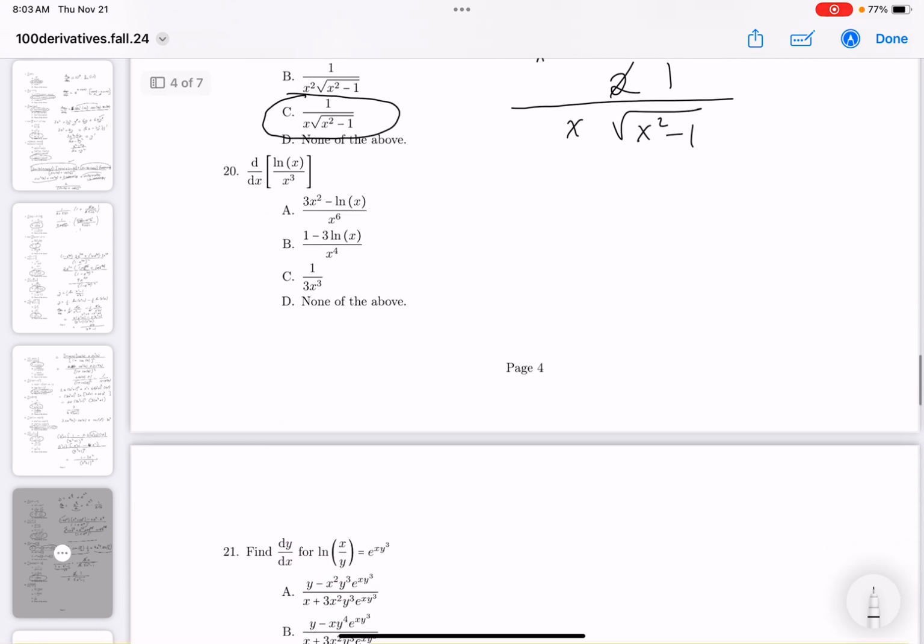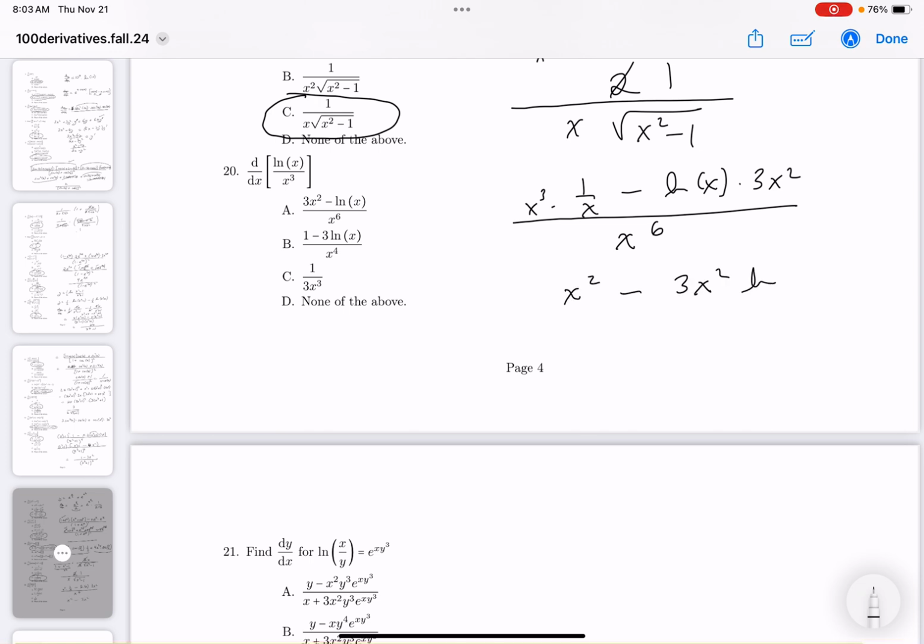Okay, let me go to 20. And 20 is another derivative. They're all derivatives, by the way. Let's write this down. x to the 6, x cubed, derivative of the natural log is 1 over x, minus the natural log, times the derivative of the bottom, which is 3x squared. All right, let's simplify. You get x squared minus 3x squared ln x over x to the 6.